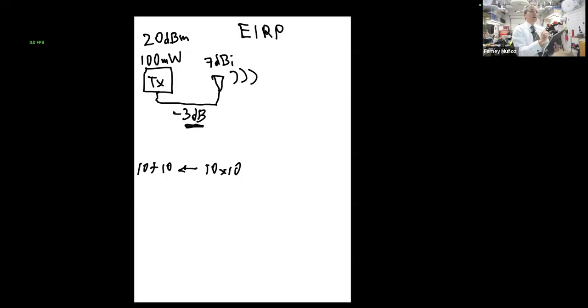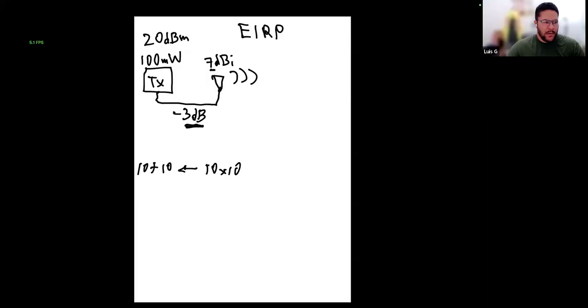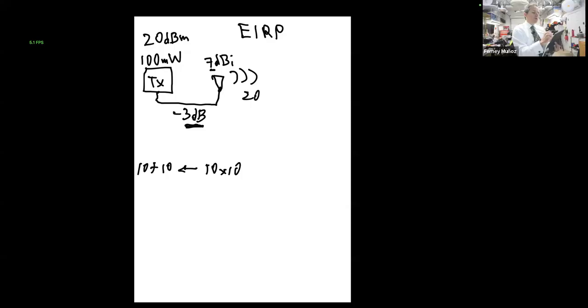So what do you have now? You have 17 dBm. Because this is a loss, you're losing that energy. You're basically losing half the energy, because minus 3 dB is what? Divided by 2. You lose half the power on the cable, and then you gain 7 dB in the antenna. So now what do we have? 24. You have 24 dBm.